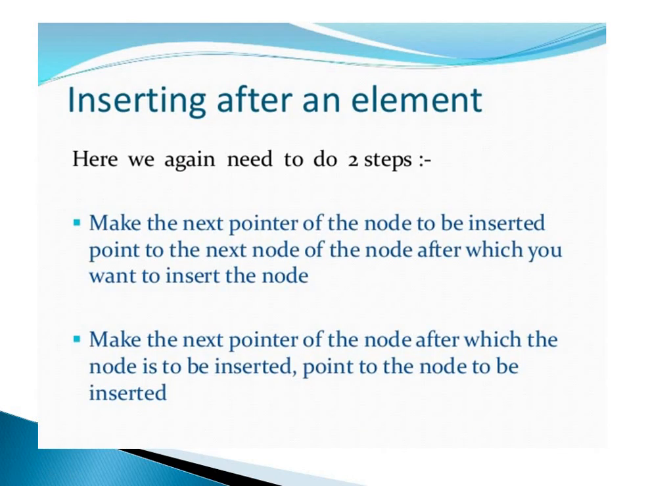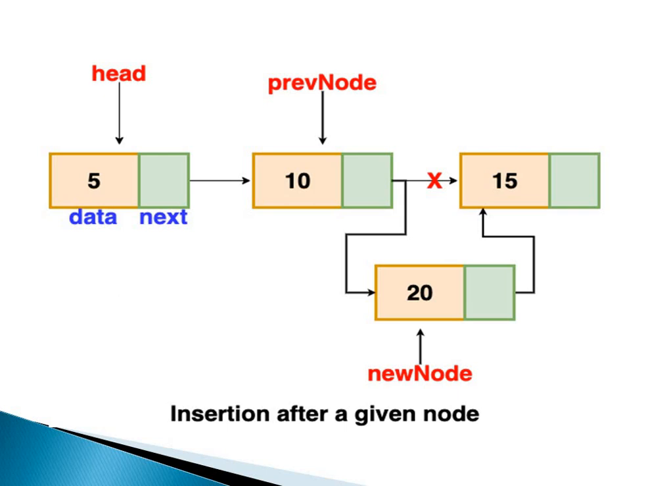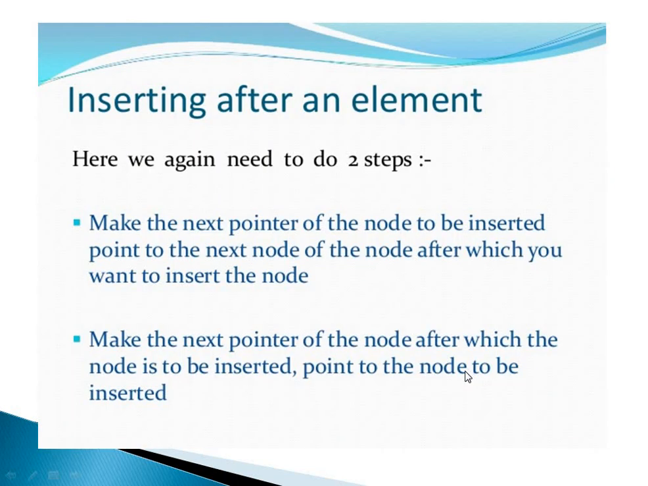Now inserting the node at a particular place. Make the next pointer of the node to be inserted point to the next node of the node after which you want to insert it. For example, you may want to insert the node after the second node and before the third node, so you have to confirm where you want to insert it. This is called the previous node, this is called the next node, and this is called the new node. As per the definition, make the next pointer of the node after which the node is to be inserted point to the node to be inserted.